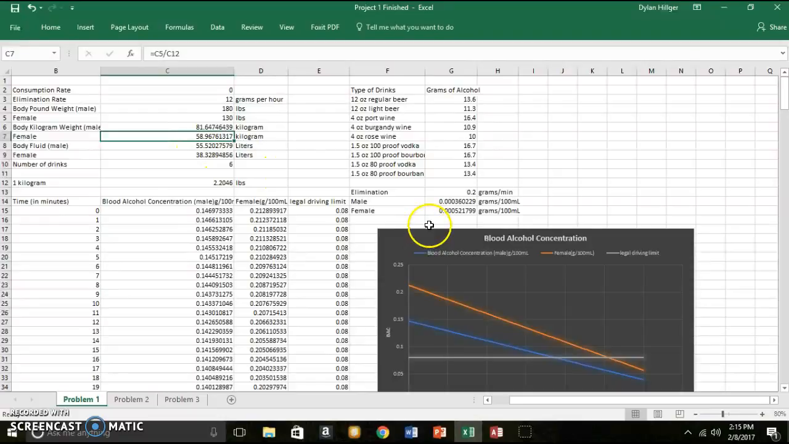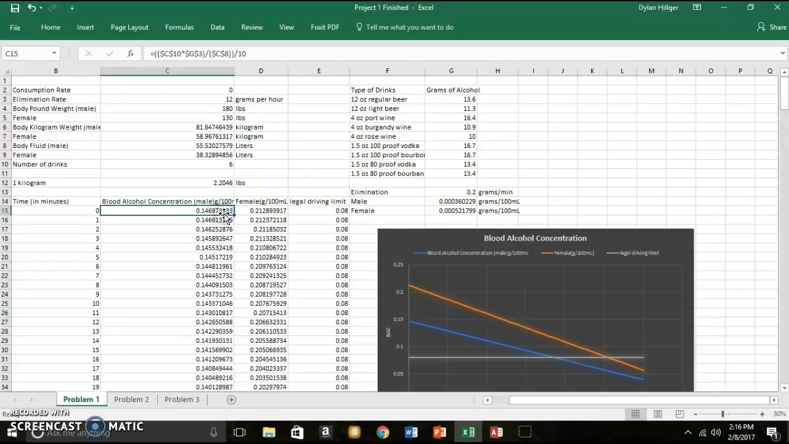Another thing we were given was that the body eliminates 12 grams per hour of alcohol. We had to convert that to grams per minute. Overall blood alcohol content is generally in terms of grams per 100 milliliters, so we changed that to elimination in grams per minute per 100 milliliters.